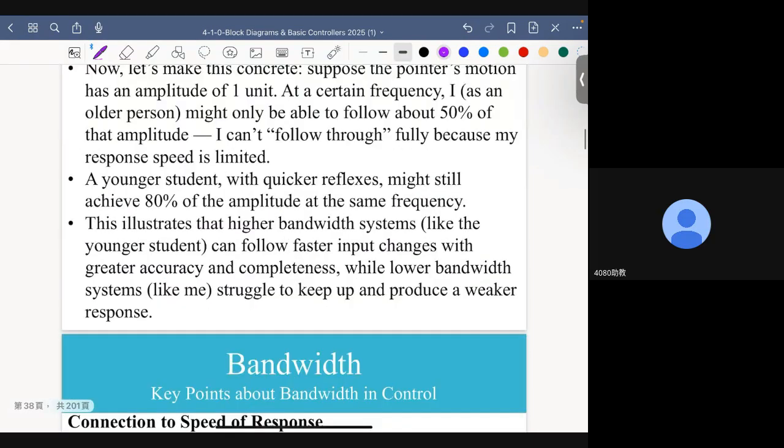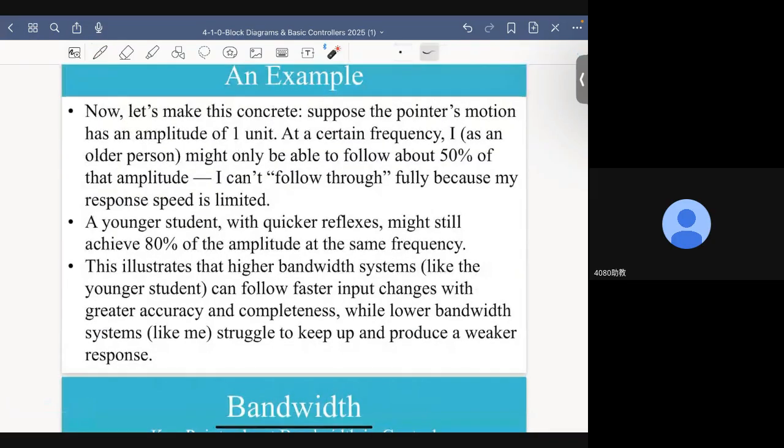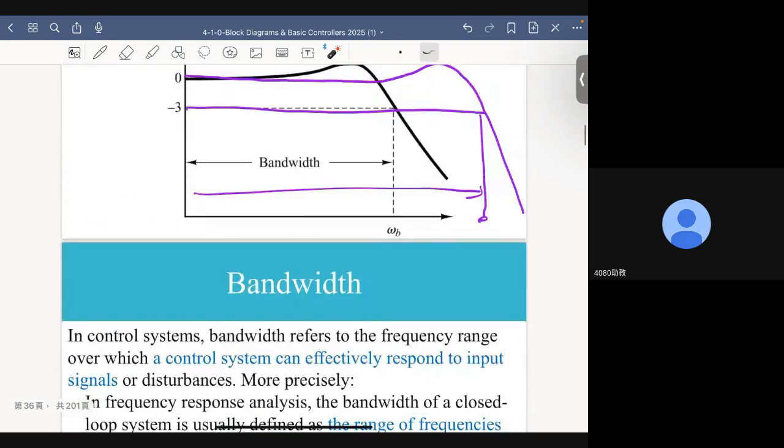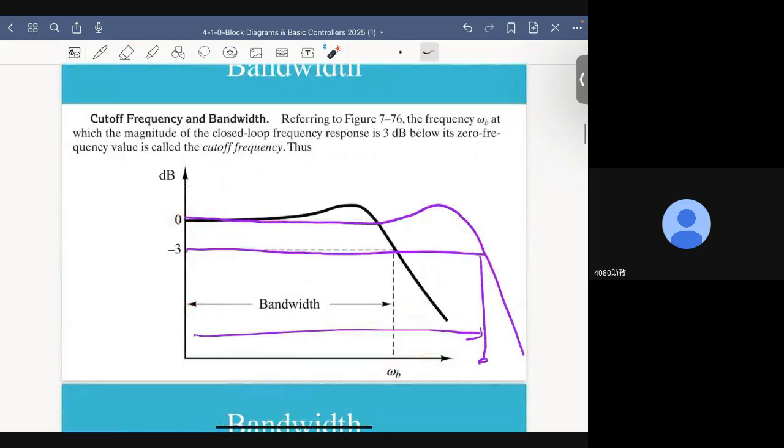So this illustrates a higher bandwidth system, like the younger students, can follow faster input changes with greater accuracy and completeness, while a lower bandwidth system like me, an older person, struggles to keep up and produces a weaker response. All right, so that is the idea of bandwidth, and you can get bandwidth from the frequency response of your system.